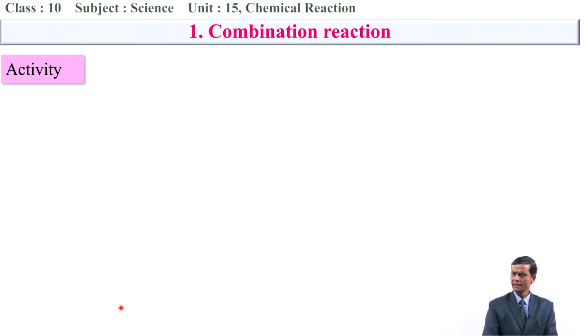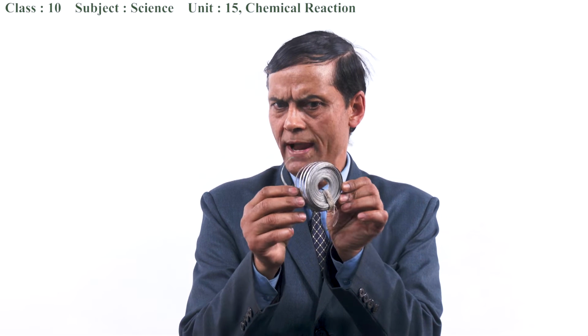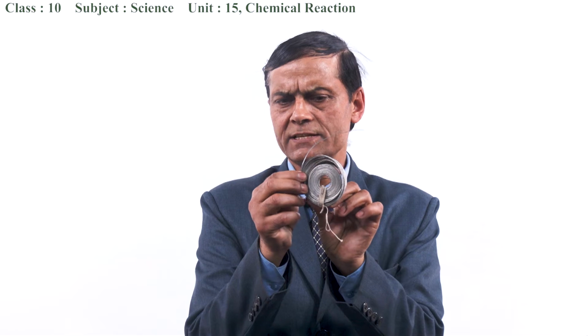Dear students, let's perform one simple activity about combination reaction. What activity should you do? What happens when magnesium burns in air and again the product is treated with water, isn't it? Do you know? I'll show you one coil. Look at it, one ring. What is this coil? Do you see? This is magnesium. This is a magnesium ribbon.